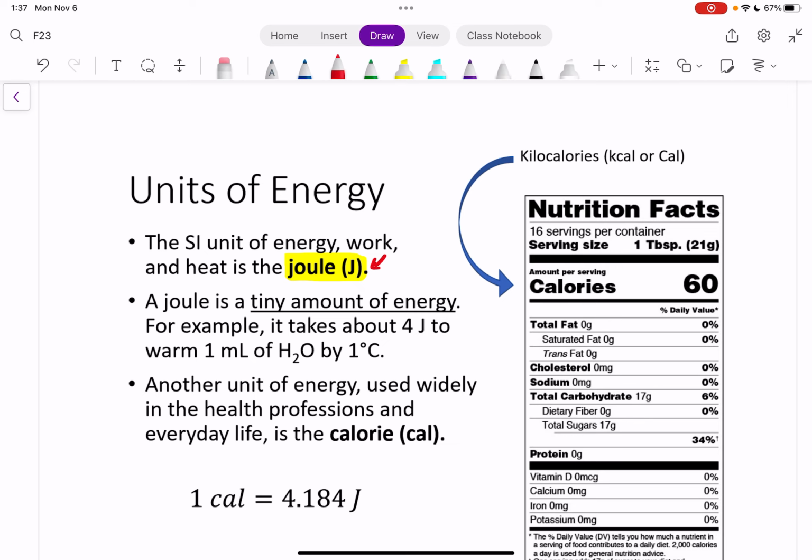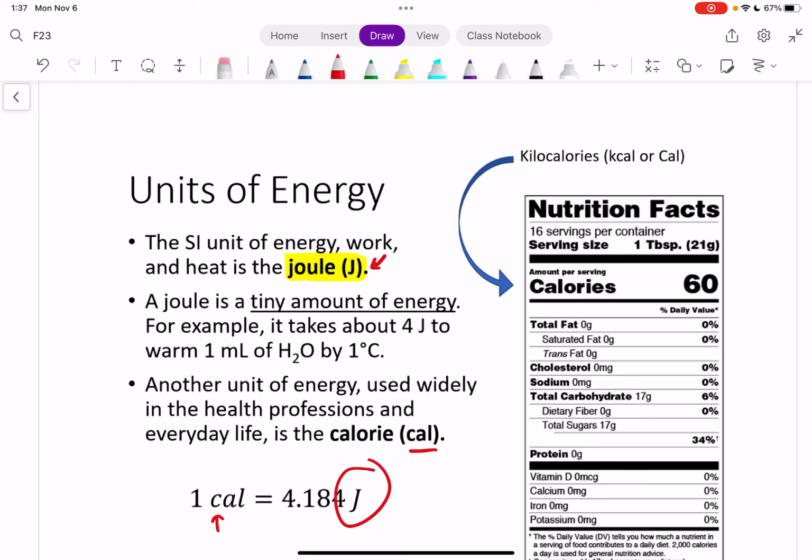Another unit of energy that we use more frequently, especially in health professions and in our everyday life, is the calorie, abbreviated cal, lowercase c, a-l. And 1 calorie equals 4.184 joules. Now, because joules are pretty small, calories with a little c are also very small.